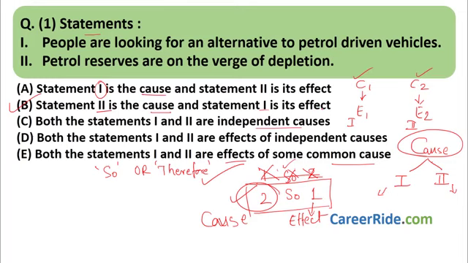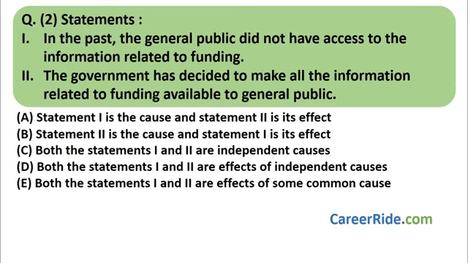Now with further examples it will become clearer and clearer, okay, how to use so and therefore, right? So please remember, you just need to use these words, any one of these words, and you can get the answer. Moving to question number 2, statements. In the past, the general public did not have access to the information related to funding. The government has decided to make all information related to funding available to general public.